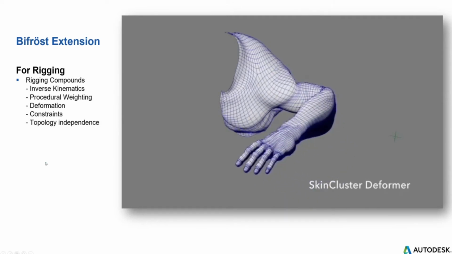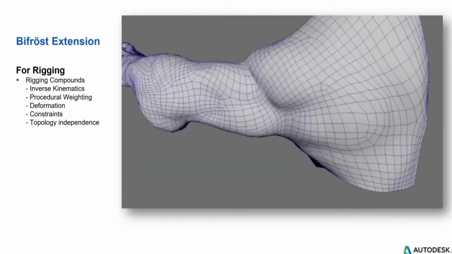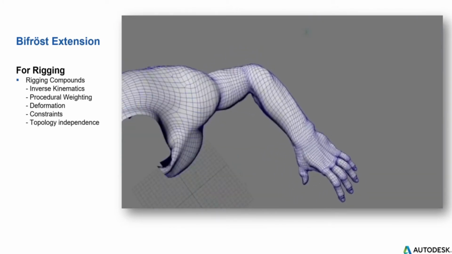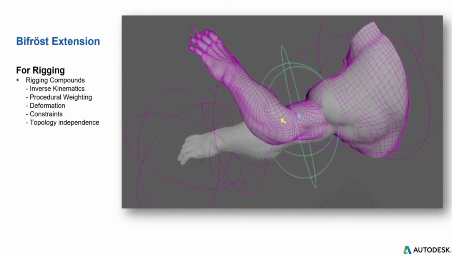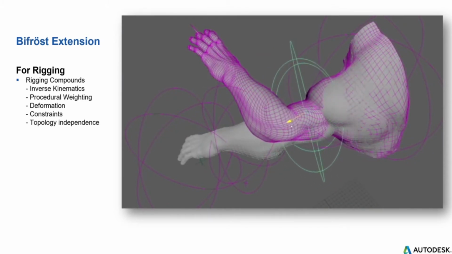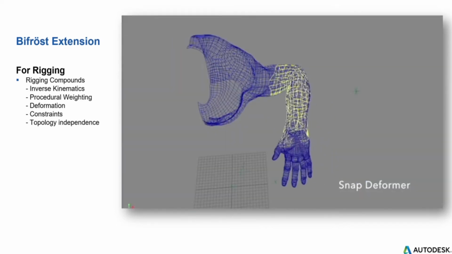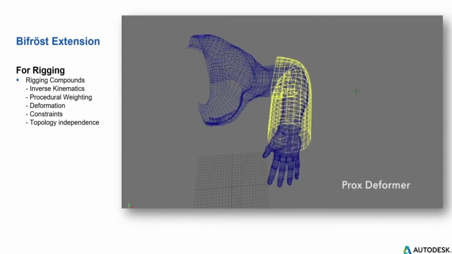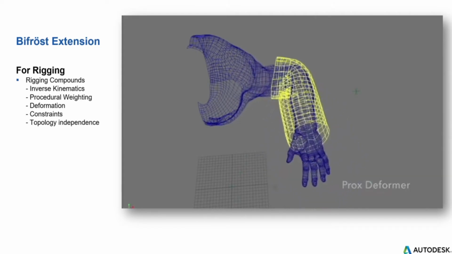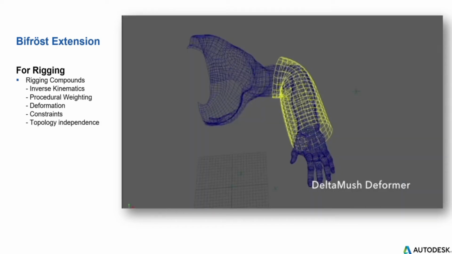And finally, the Bifrost extension can also be used for rigging. So there are ways to use this node network for rigging of characters, for procedural weighting, for example, for deformers, for special kind of deformers, a snap deformer in this example here, or a proximity deformer, all this kind of stuff, up to the point where the whole skinning becomes topology independent.